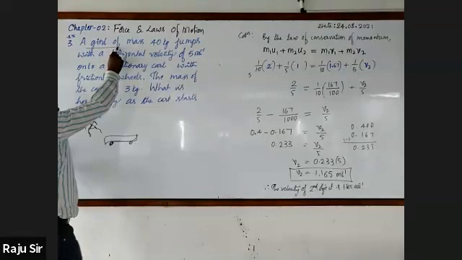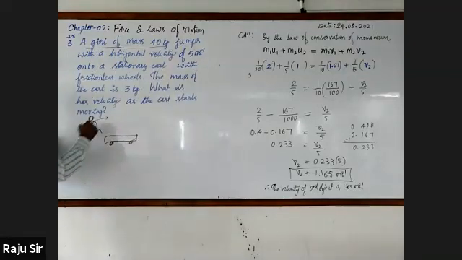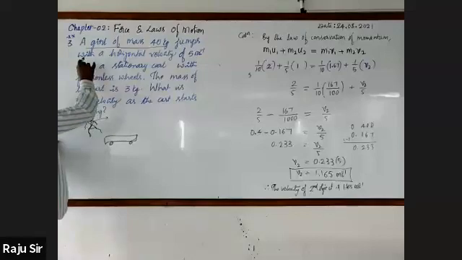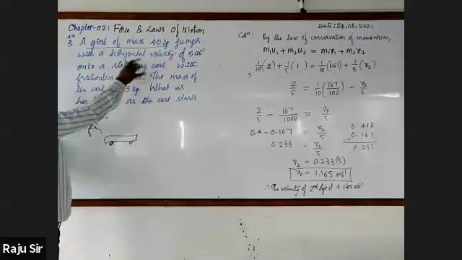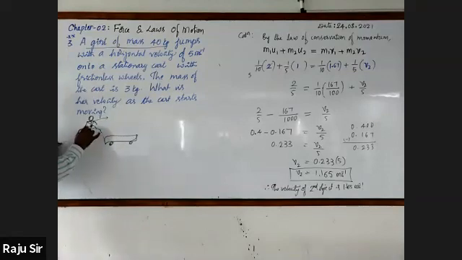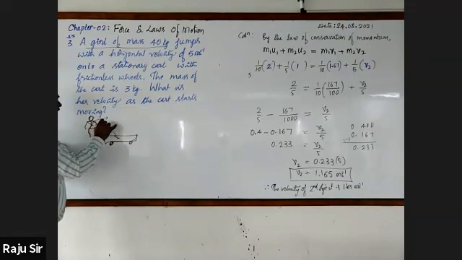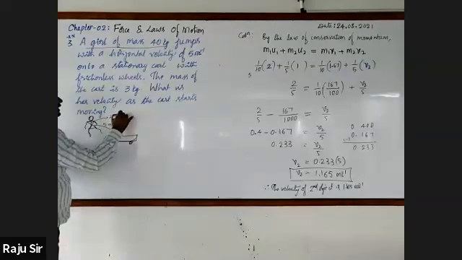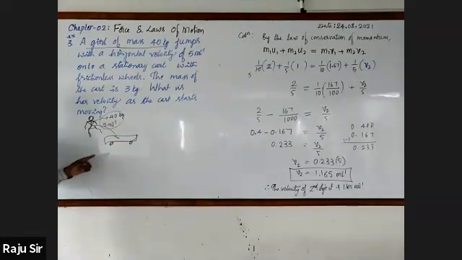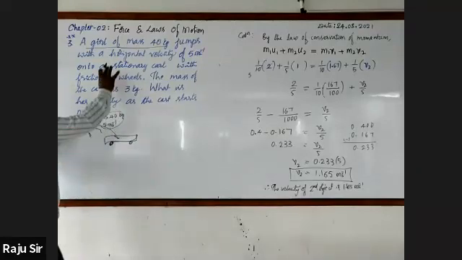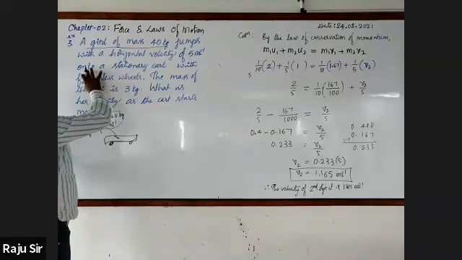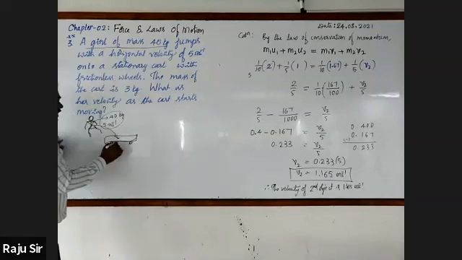A girl of mass 40 kg. What is her mass? 40 kg. She jumps with a horizontal velocity of 5 meters per second. That is V1. The mass is 40 kg and she jumps with a velocity of 5 meters per second. That shows she has some momentum.